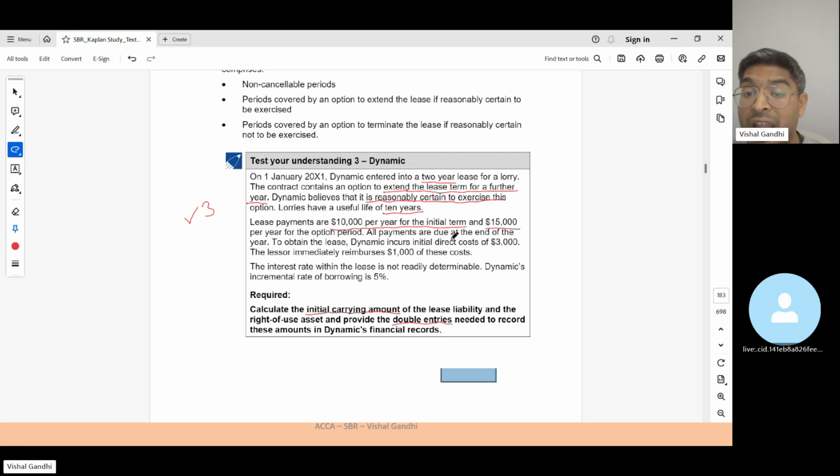All payments are due at the end of the year. So this is also important, at the end of the year. To calculate the present value, this is very important, that the payments are due at the end of the year. To obtain the lease, Dynamic incurs direct cost of 3,000 and reimbursement of 1,000. So direct cost for us will be 2,000. For Dynamic, it will be 2,000.